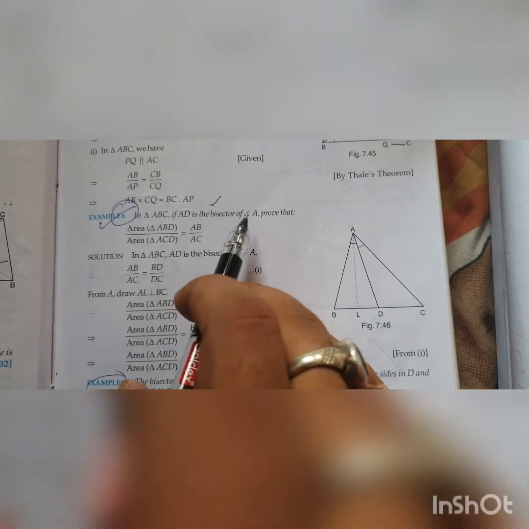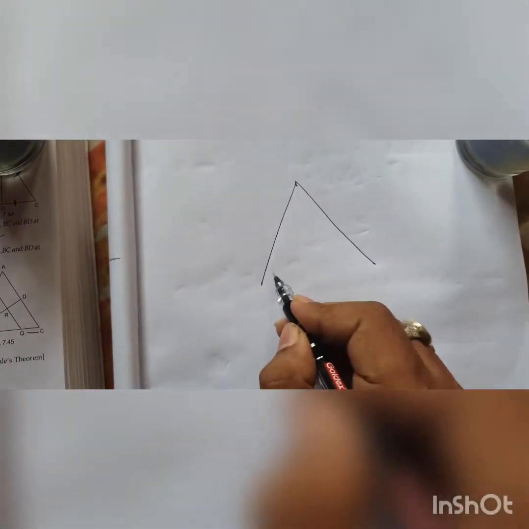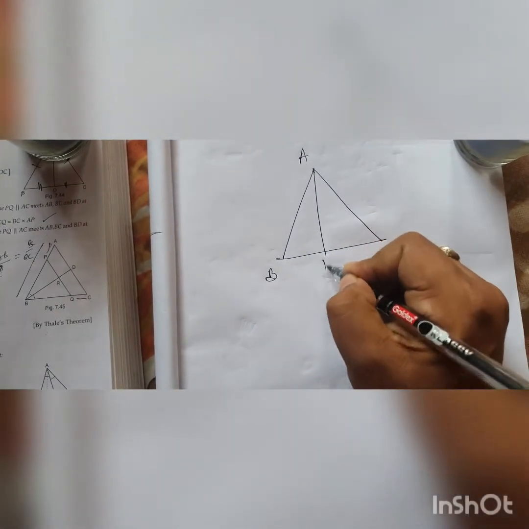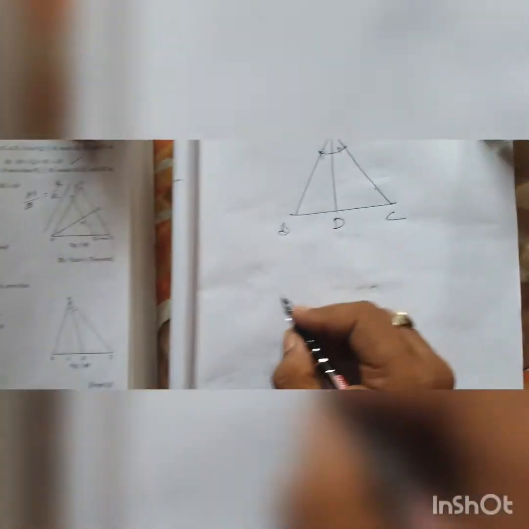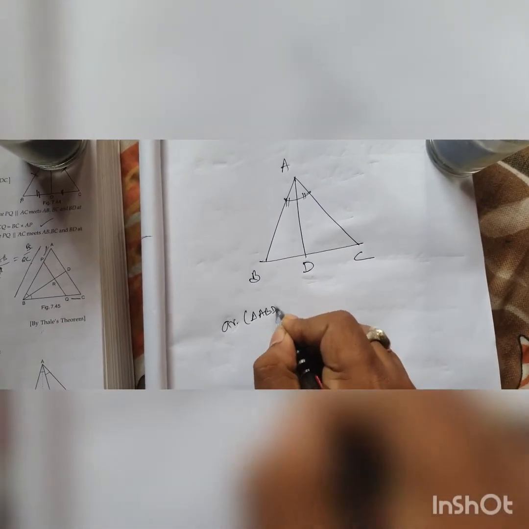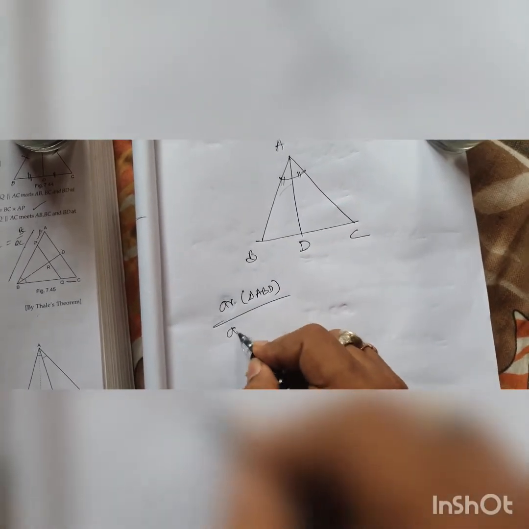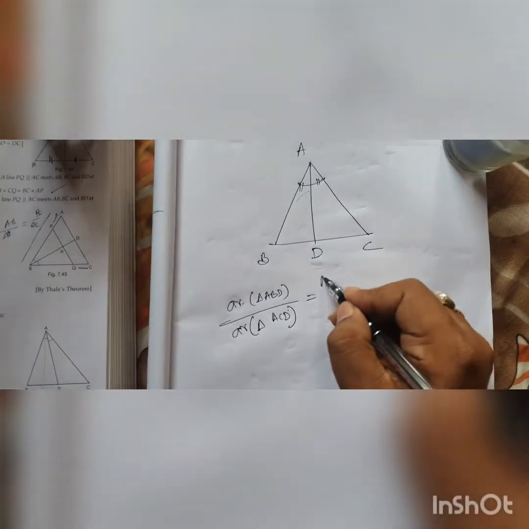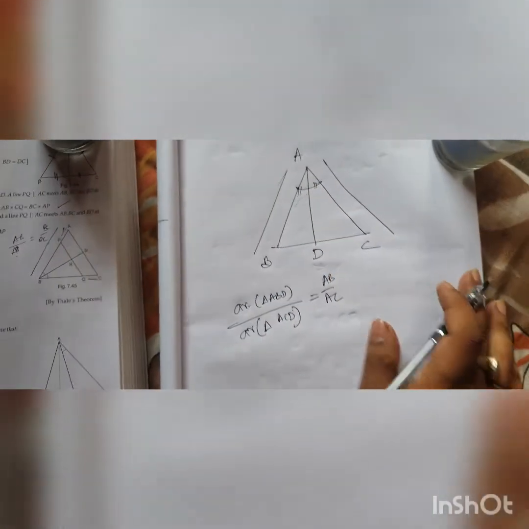In triangle ABC, if AD is the bisector of angle A, then prove that the area of triangle ABD, that is this triangle, divided by the area of triangle ACD, that is this triangle, is equal to, actually how much they have said, AB by AC. So AB by AC. Now how to do that?